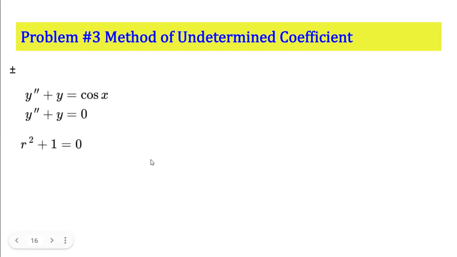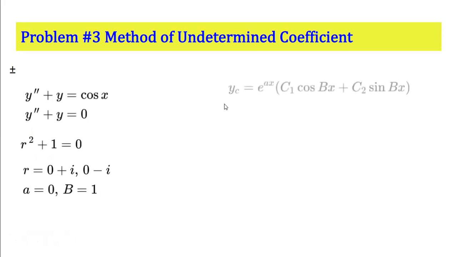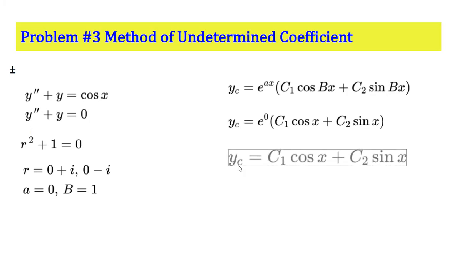So factoring this, we will have an imaginary number r. We can see that this is not a real number, so we will have alpha and beta. We have alpha equal to 0 and beta equal to 1. So we can now find our complementary solution. Since alpha is equal to 0, alpha will place 0, and beta will place 1. Doing our substitution here, we have e to the 0, because 0 times x gives us 0, and e to the 0 is just 1. So this particular value will vanish. Our complementary solution now will be c1 cos x + c2 sin x.